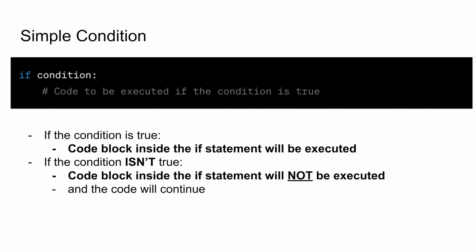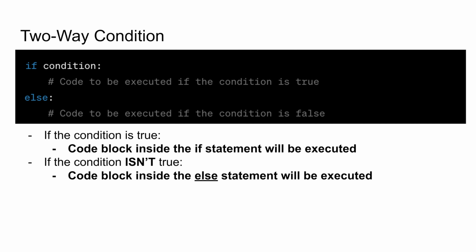The simplest form of conditional statement is the if statement. It is used to make a decision based on a single condition. Here's a sample structure in this slide. If the condition is true, the code block inside the if statement will be executed. If the condition is false, the code block is skipped and the code will continue.